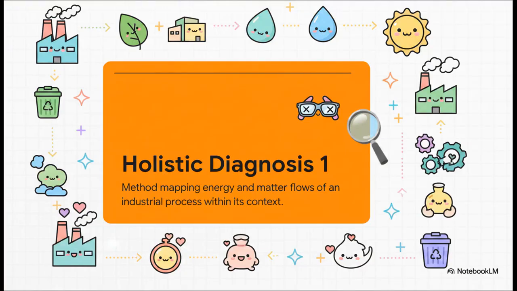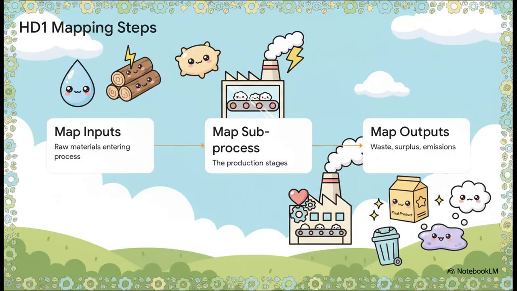We're going to start with a tool called Holistic Diagnosis 1, or just HD1 for short. The easiest way to think about HD1 is like a set of superpowered X-ray specs for systemic design. It lets us look deep inside any given facility and map out the precise flow of energy and physical matter. We get to see exactly what goes in and exactly what comes out. And by doing this, we can instantly spot the hidden inefficiencies and all those lost resources that standard financial accounting just completely misses. Now, drawing this treasure map basically breaks down into three super straightforward steps.